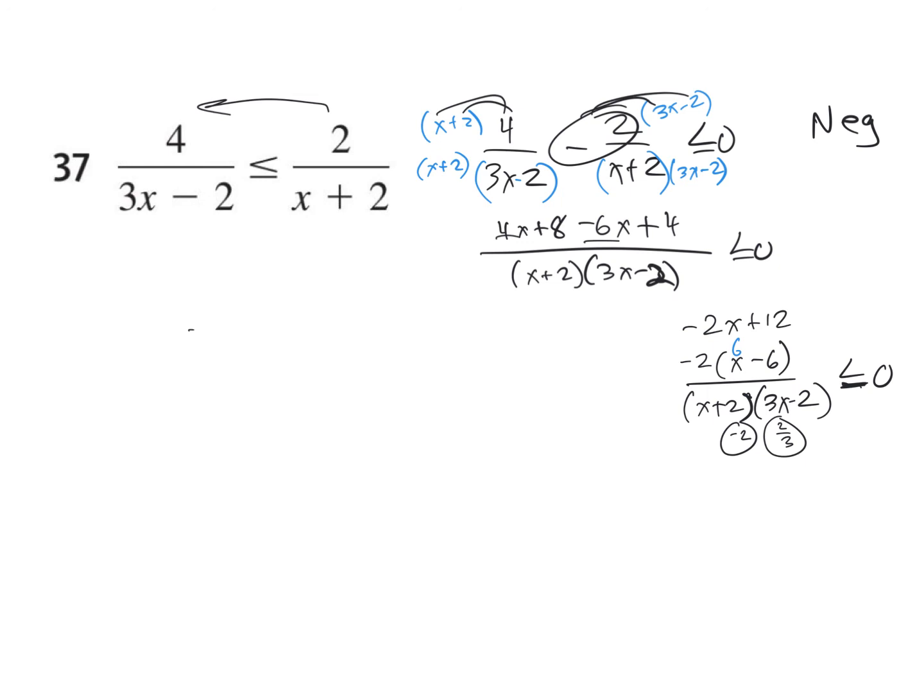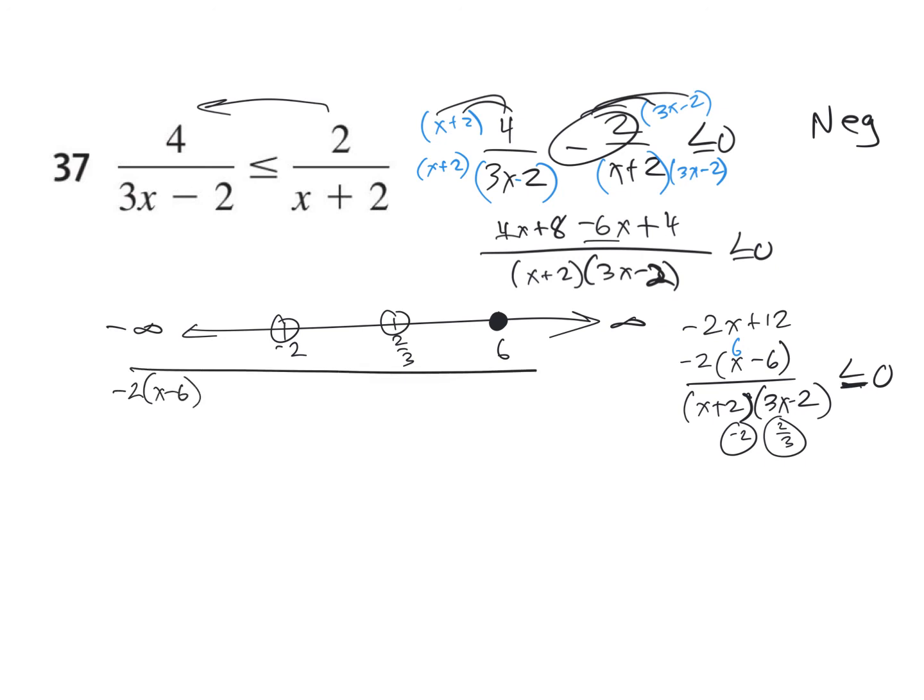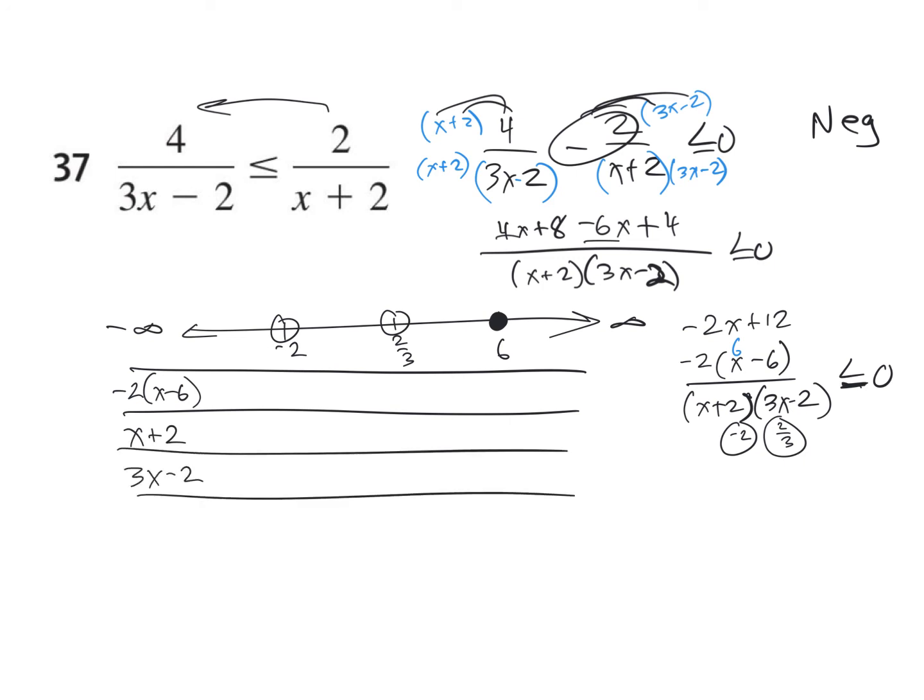So let's make our number line here. Negative infinity to positive infinity. Negative 2 is our smallest number, then a positive 2/3, and then a 6. And 6 is going to be a shaded in dot. All right, and these are all open. So now let's plug in what we have. We have a negative 2 times the x minus 6. We have x plus 2. We have 3x minus 2. And then our total values.